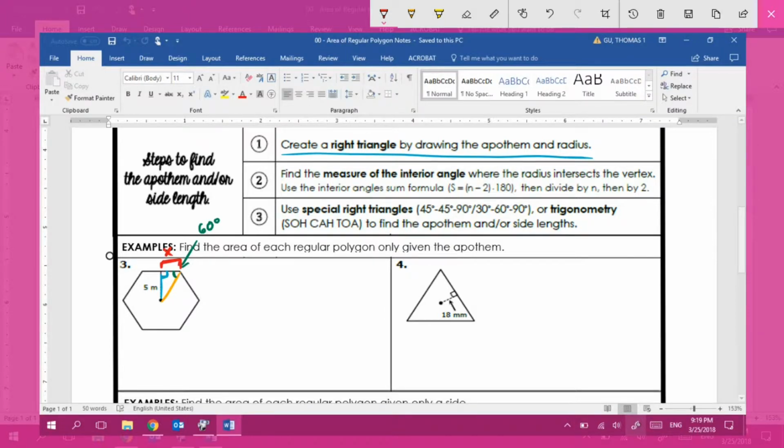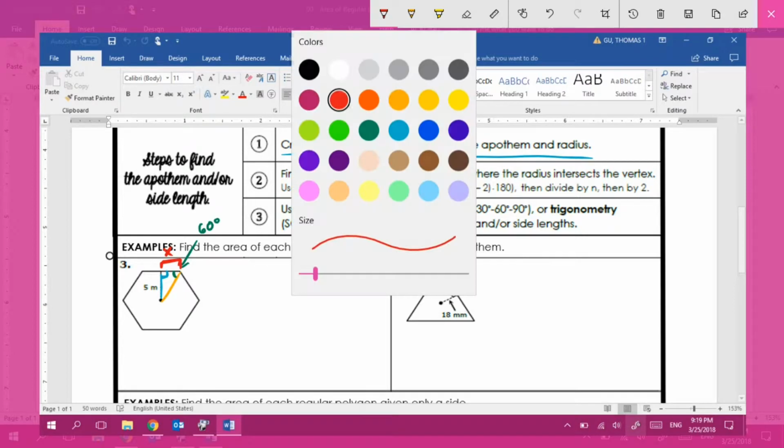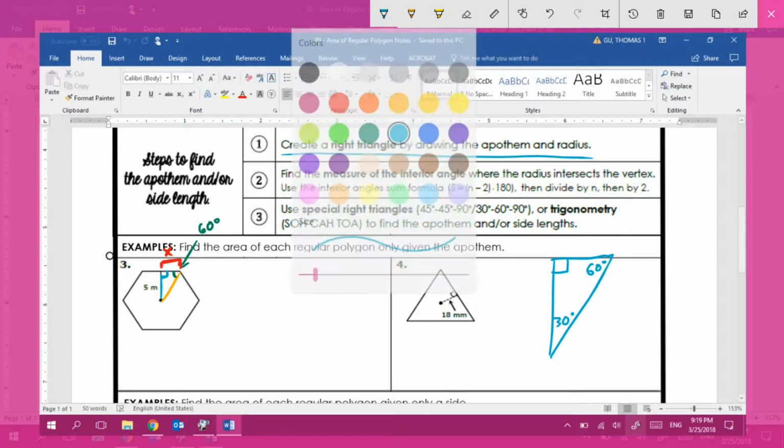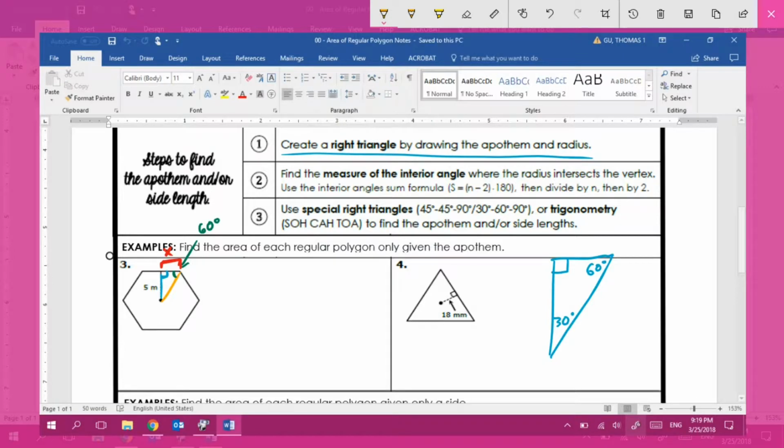Well, remember on a 30-60-90, I'm just going to go ahead and draw this triangle bigger. So I got the 90 right here, 60 right here, and 30 right here. Remember, on the 30-60-90, the sides have a relationship. The side across from the 30 degrees is X. The side across from the 60 degrees is X square root of 3, and the side across from the right angle, the hypotenuse, is 2X. Well, look at where the apothem is in my picture. That's going to be the X square root of 3. So 5 equals X square root of 3. It's taken straight from the picture.